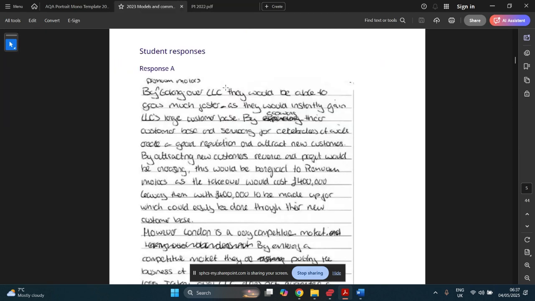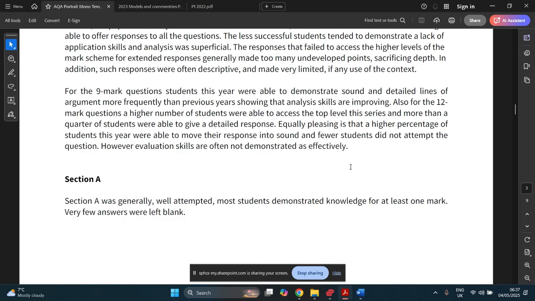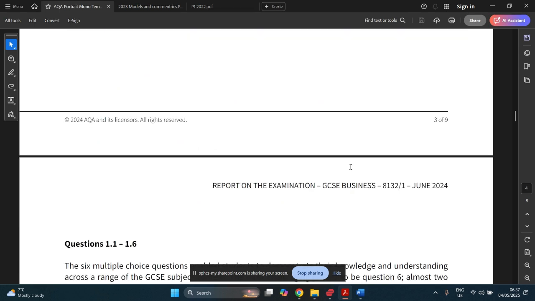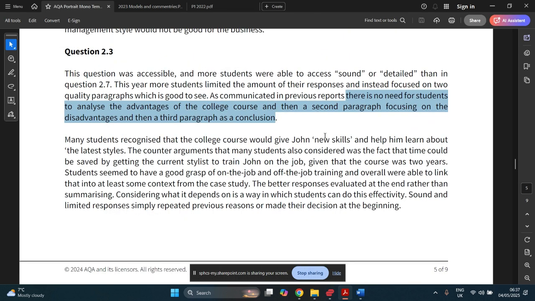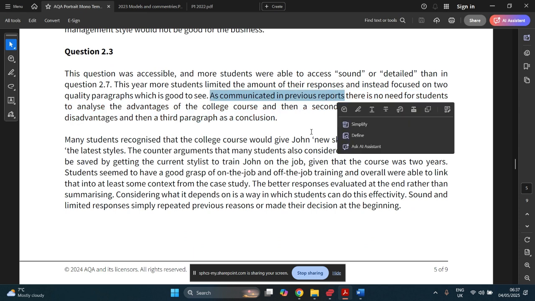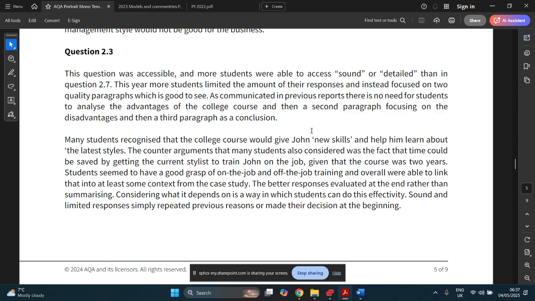So in terms of structuring a 9 marker, AQA have said this in every examiner's report for as long as I can remember. There is no need for students to analyse the advantages and then a second paragraph on disadvantages and a third paragraph as a conclusion. This has been communicated in previous reports. You can see it there. That's not my advice. This is AQA.